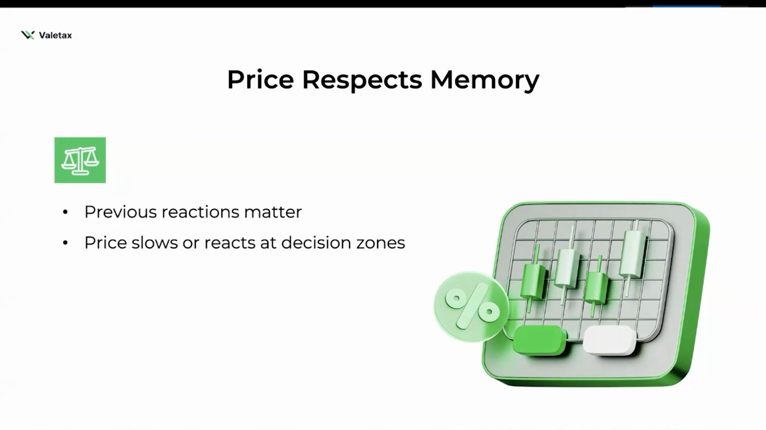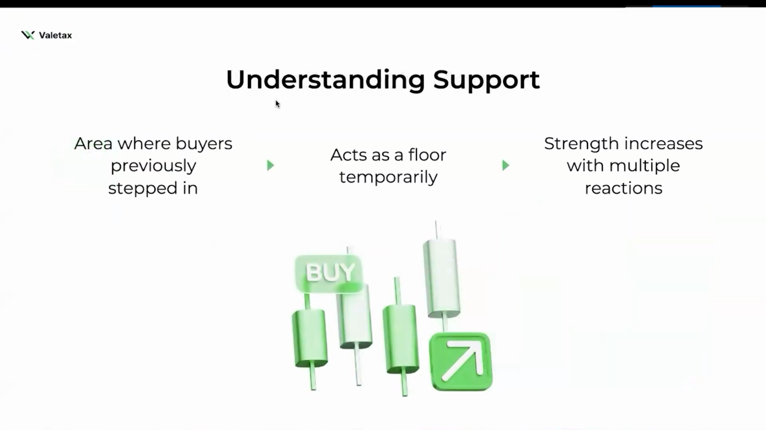But today we're going to be paying attention to support and resistance because trend lines are just diagonal supports and resistance as well. First, we're going to start out by understanding what support levels are. An area where buyers previously stepped in, act as a floor temporarily, and strength increases with multiple reactions. A support area usually is where price has previously reacted upwards.